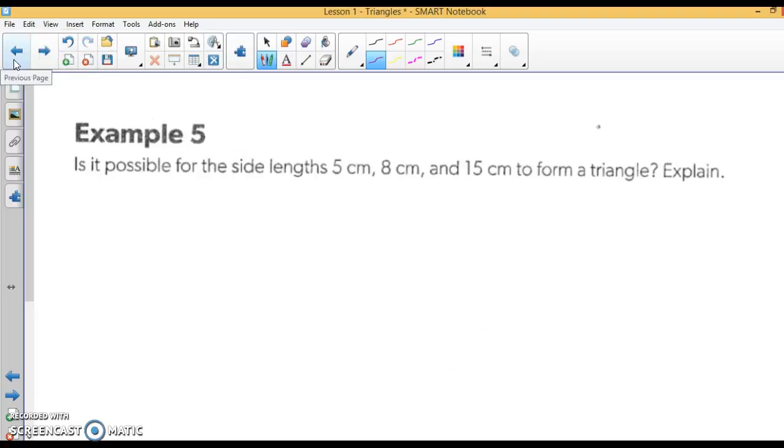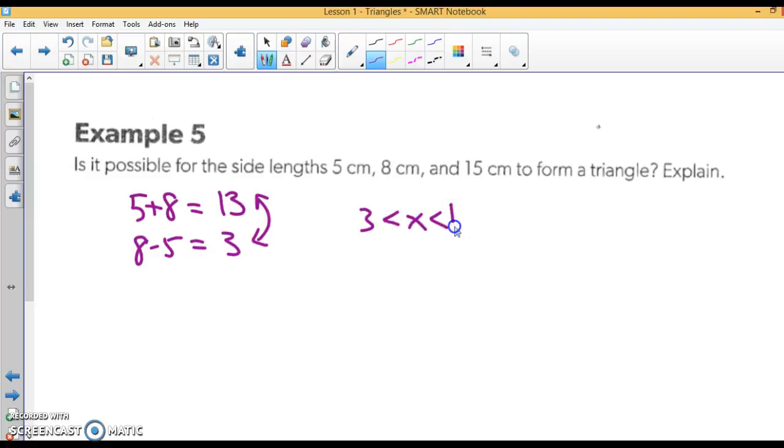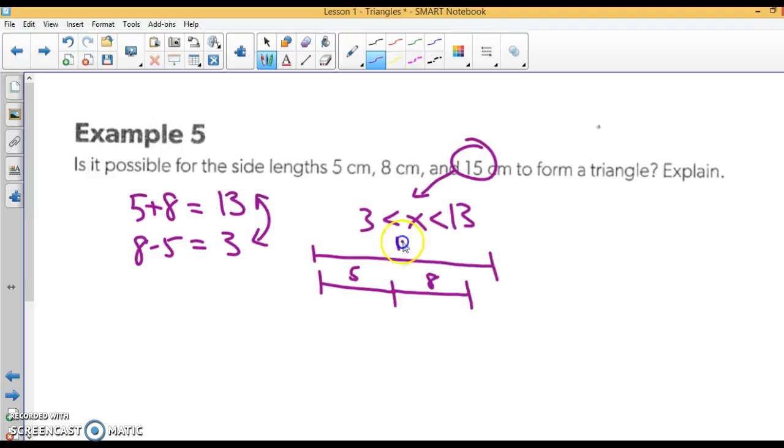Is it possible for the lengths of the sides 5, 8, and 15 to form a triangle? Well, take your two sides. Add them. 5 plus 8 is 13. And 8 minus 5 is 3. So my third side, x, has to be greater than 3 and less than 13. Is 15 in that span? No. Because think about it. If I have a side that's 5, and I have a side that's 8, and I add them together, that gives me 13. How could a third side, which is 15, form a triangle with that? It's physically impossible.